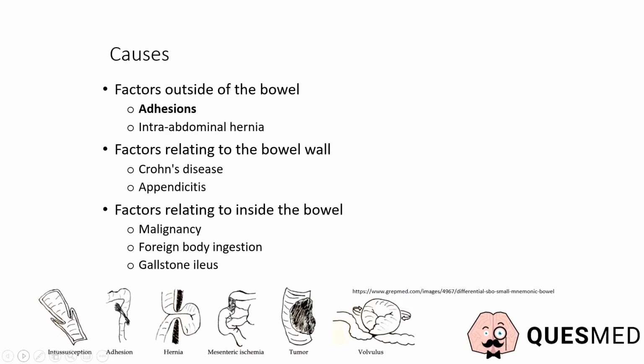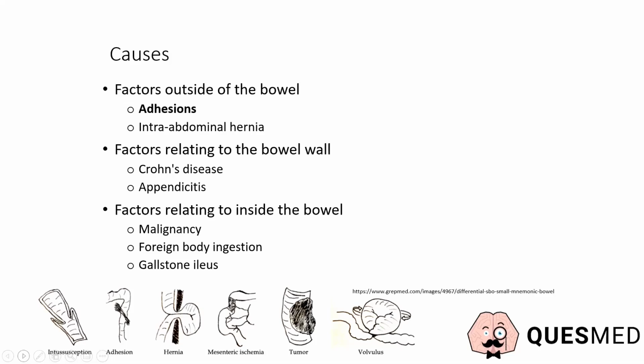So when you're thinking about the causes of small bowel obstruction, you can divide it into three categories. So there's factors outside of the bowel, factors relating to the bowel wall itself, or factors relating to inside the bowel. Adhesions are the most common cause of small bowel obstruction in the Western world, of which previous intra-abdominal operations are the main risk factor for developing adhesions. An intra-abdominal hernia may become incarcerated, which may cause an acute obstruction.